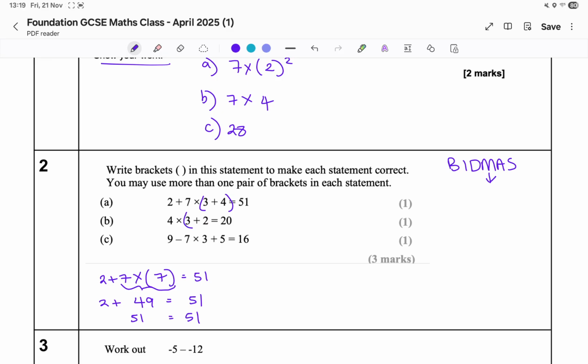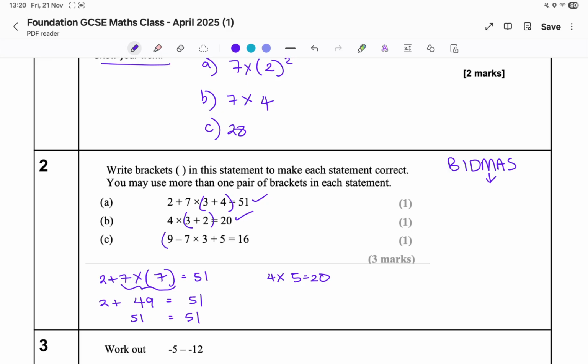Second, 4 times 3 plus 2. I'm going to add a bracket here because I know I need to get to 20. So now 4 times 3 plus 2 is 5, which is 20. So that's correct.